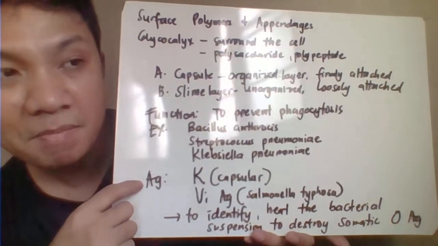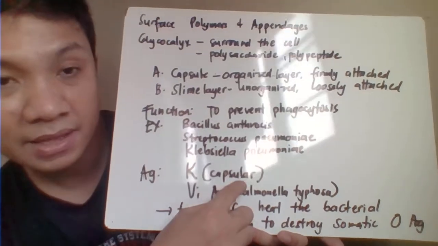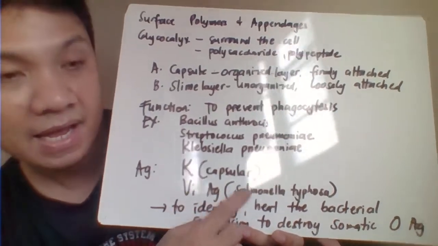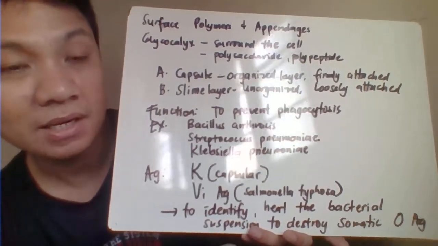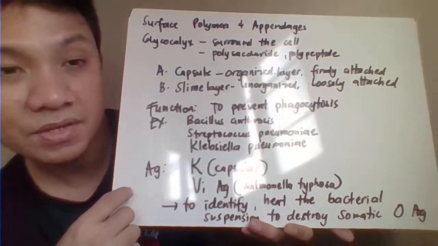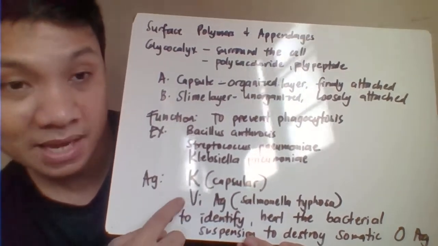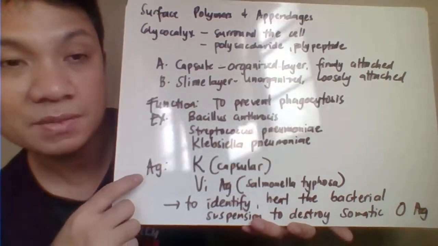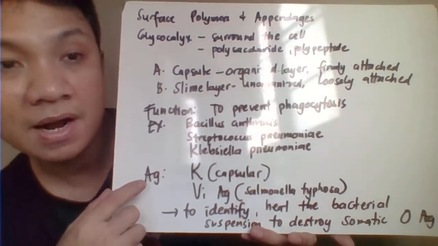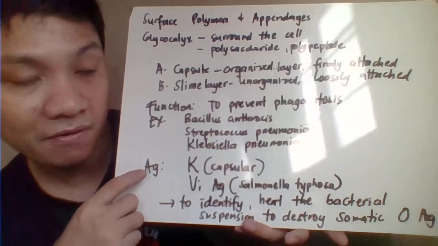Okay, the capsule here may be in the form of your K antigen or the Vi antigen. So, capsule pa din ito. Most likely kasi, capsule here is the capsular antigen, the K antigen. The Vi antigen is very specific na capsular antigen found in your Salmonella typhosa.